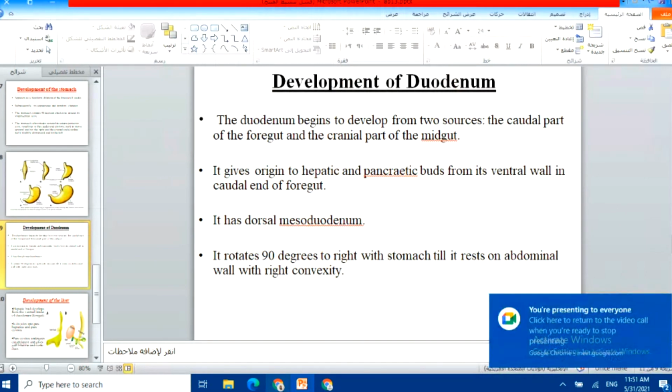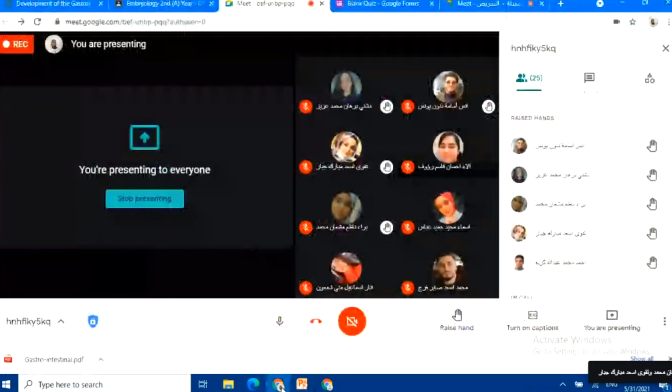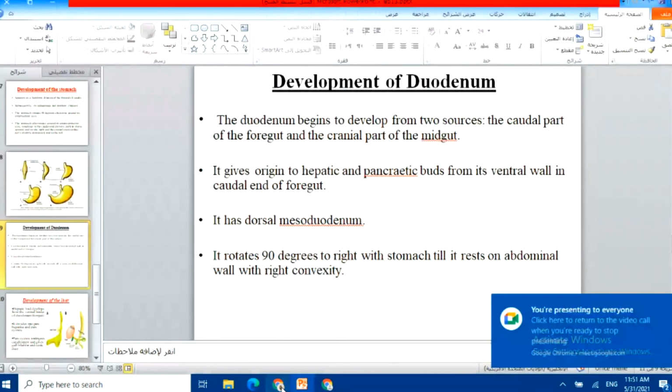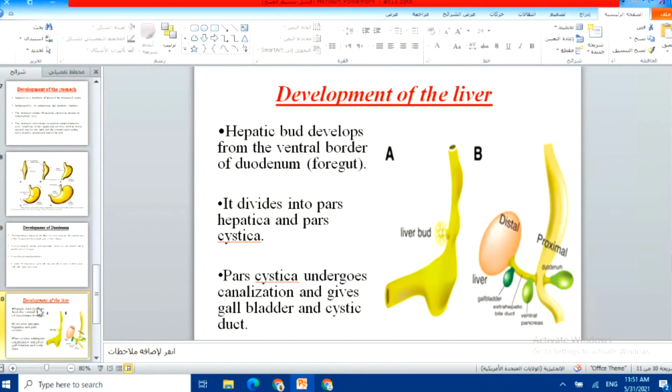Why does the duodenum need to rotate 19 degrees? Excellent. In order to rest in the abdominal wall with the right convexity.